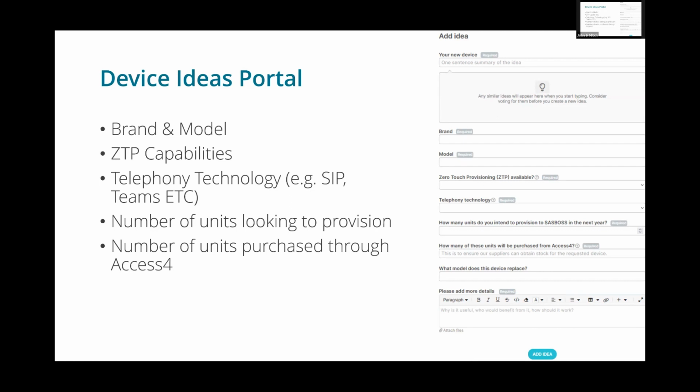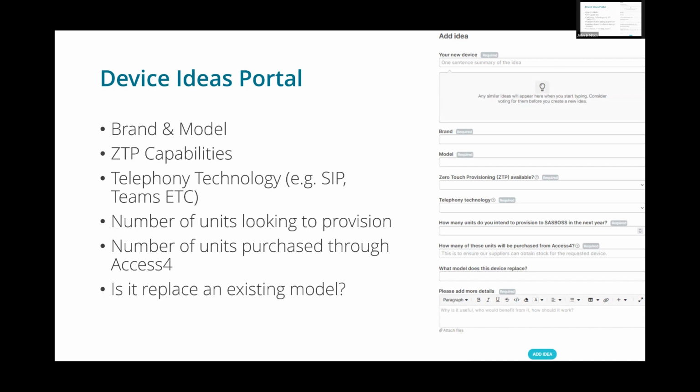Would you be looking at ordering these devices through Access 4 as well? So this comes down to, do we need to stock them through our manufacturer, through our distribution model? And if so, how many are you looking at ordering to make sure that we can keep up with demand of these as well? So if you've got a large order coming in, great for us from that purpose as well.